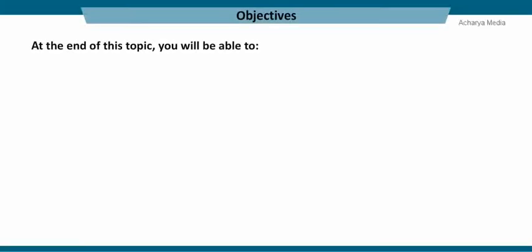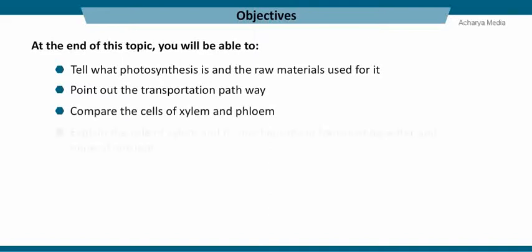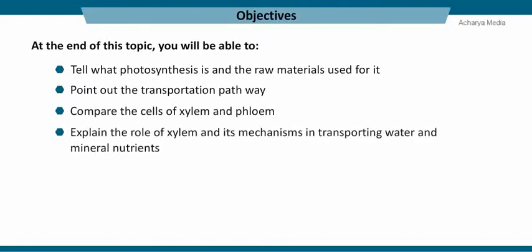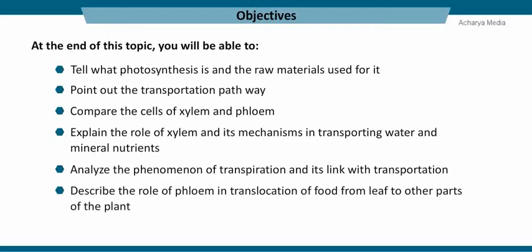At the end of this topic, you will be able to tell what photosynthesis is and the raw materials used for it, point out the transportation pathways, compare the cells of xylem and phloem, explain the role of xylem and its mechanisms in transporting water and mineral nutrients, analyze the phenomenon of transpiration and its link with transportation. Describe the role of phloem in translocation of food from leaf to other parts of the plant.